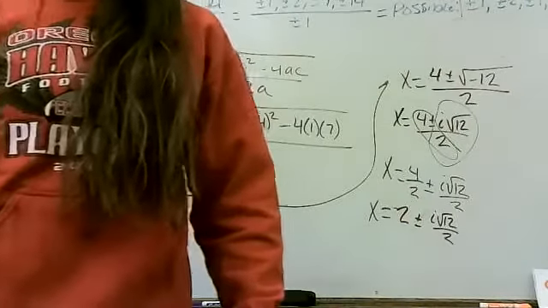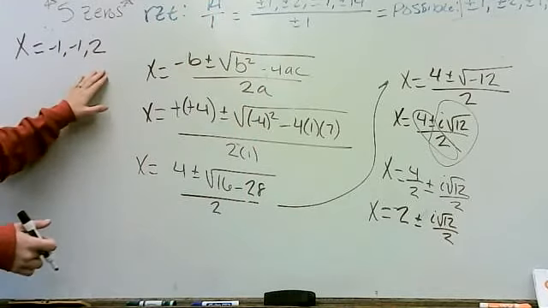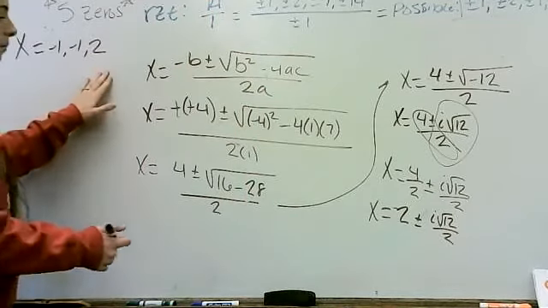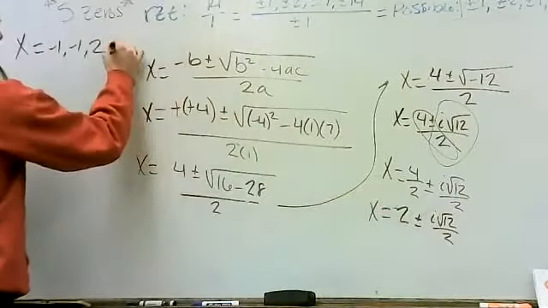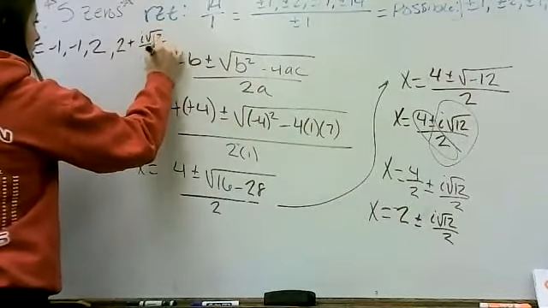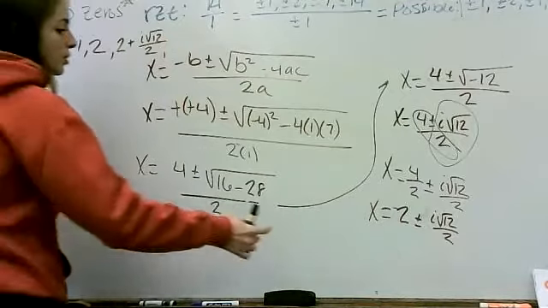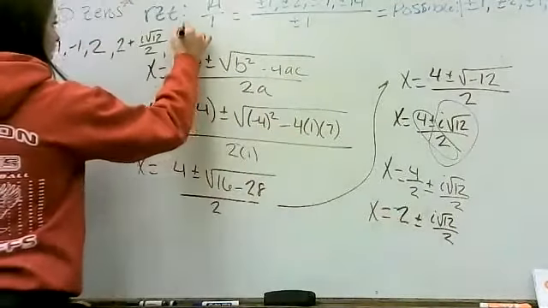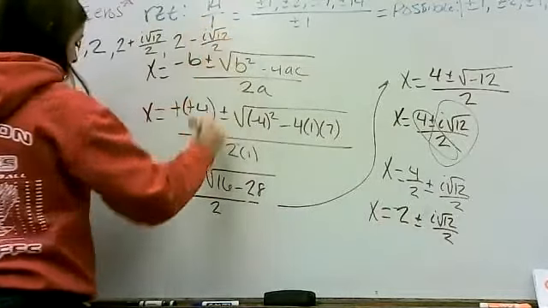Okay, what does this mean for us though? 2 zeros come out of this. Okay, I get to add on to my zeros here. The 2 zeros I get to add on is 2 plus i root 12 over 2, and, right, that's a whole zero, 2 minus i root 12 all over 2.